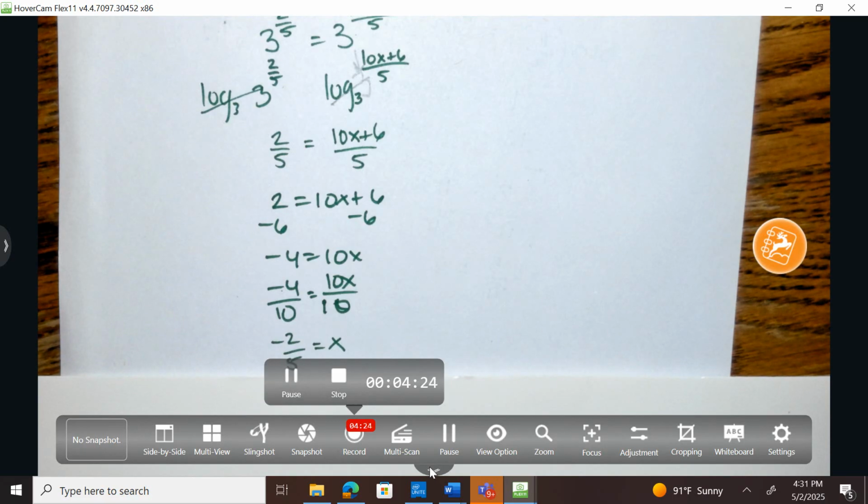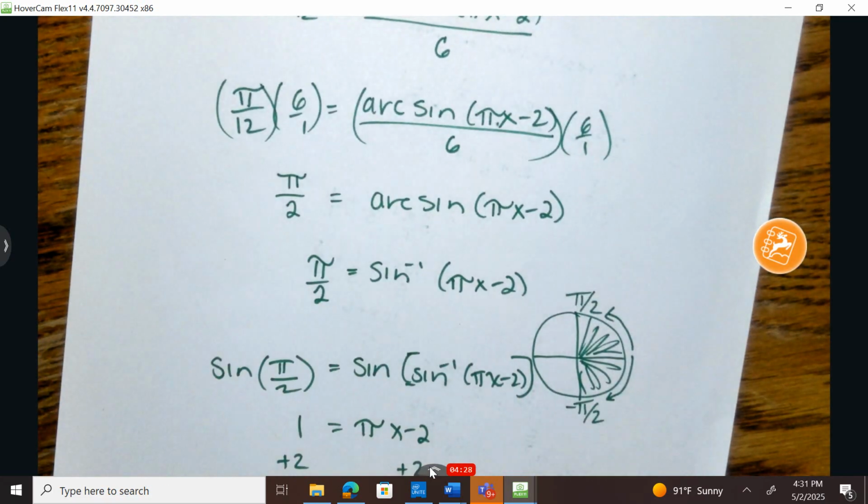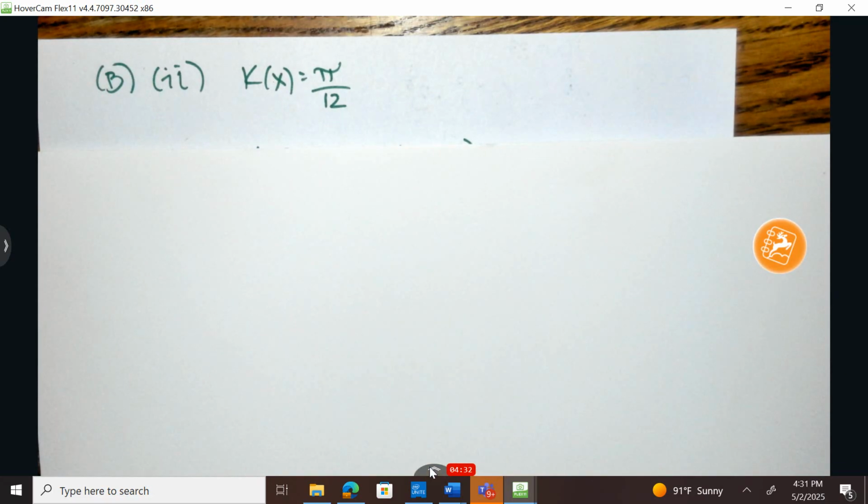If I move this down, that's the first part of B. Let's look at the second equation, which is on the back side of this. Let me go ahead and read this problem. The second part says k of x is equal to pi divided by 12 for all values of x in the domain of k.